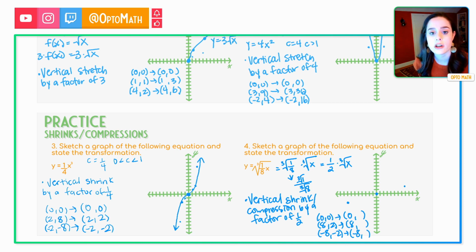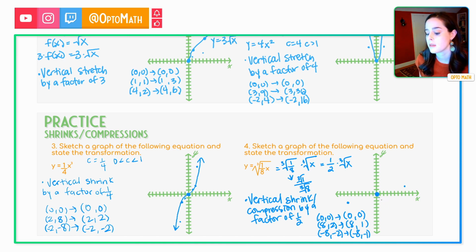So let's find out our new y's. We are going to multiply each of these by 1/2. 0 times 1/2 is 0. 2 times 1/2 is 1, since it's the same thing as dividing by 2, right? 2 divided by 2 is 1. And negative 2 times 1/2 is negative 1. So here are our new points, and let's plot them.